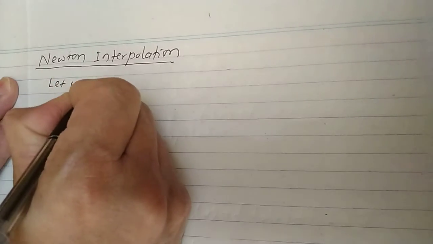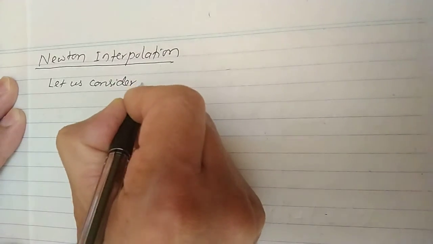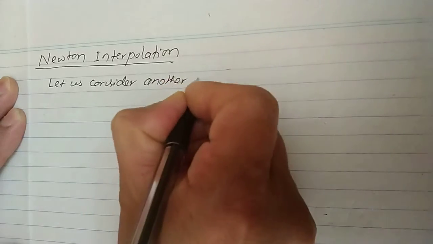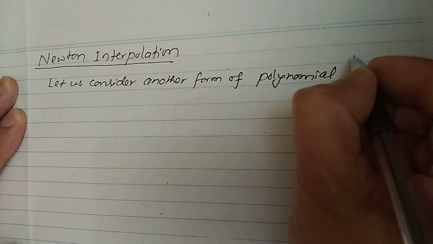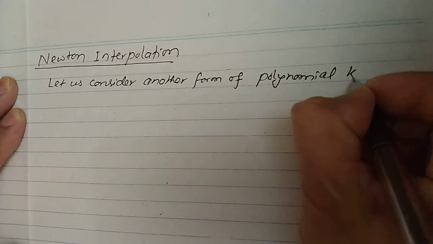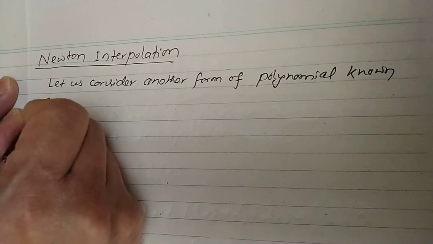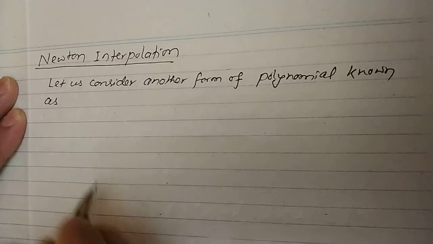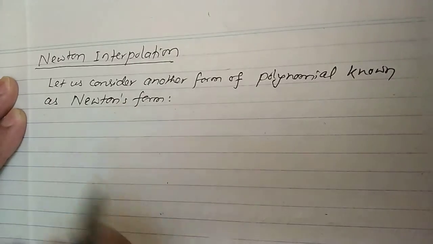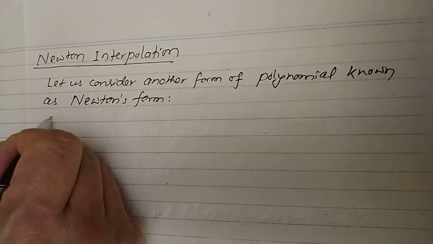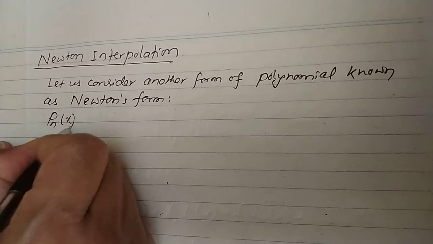So let us consider another form of polynomial known as Newton's form. So Newton's form of polynomial, let's write. So according to Newton, we can write the polynomial in this form.